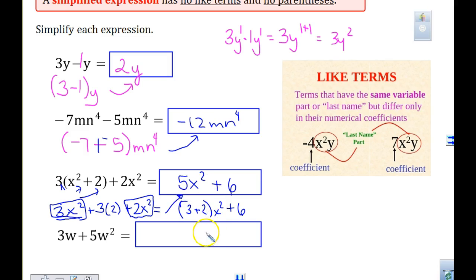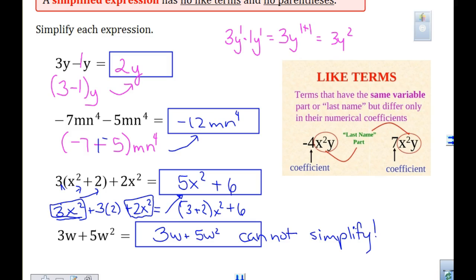Yes. The last one. Do we have like terms? Can we combine them together? No. So my answer, if I ask you to simplify it, is the same thing. It is 3w plus 5w squared. We cannot simplify this. It is already simplified. Okay, we cannot simplify. That is simplest form. Questions on anything as you are looking at this?